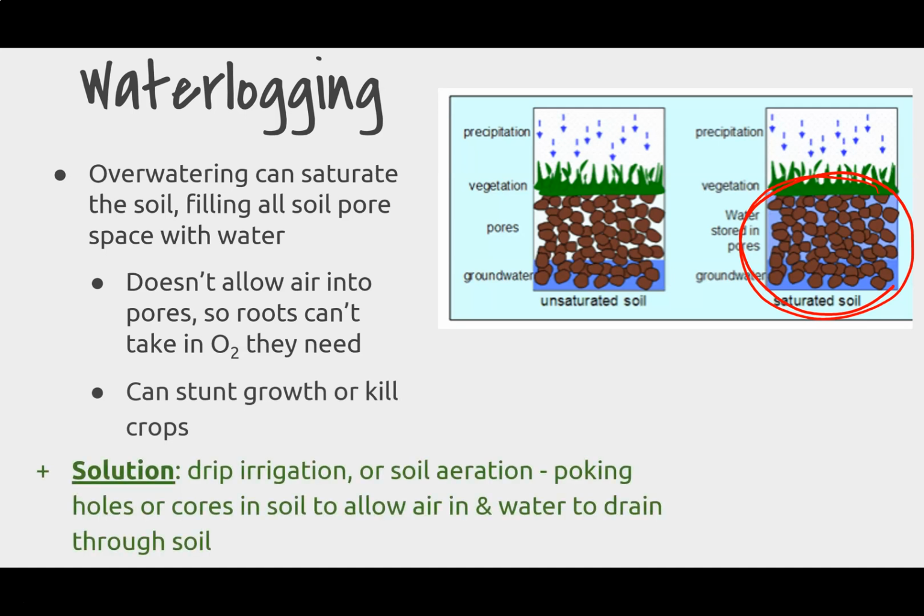And the solution, if you've got the money, of course, is drip irrigation or what is known as soil aeration. And this is poking holes in the ground. Some of you may do this, or your parents may have someone do this for your lawn.